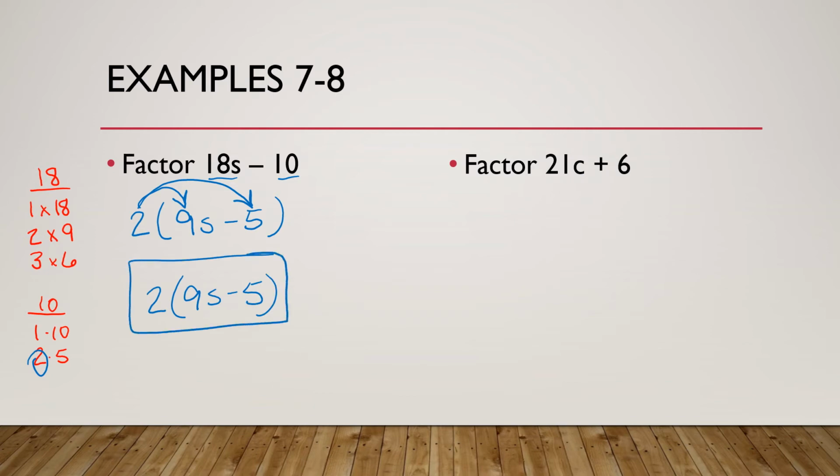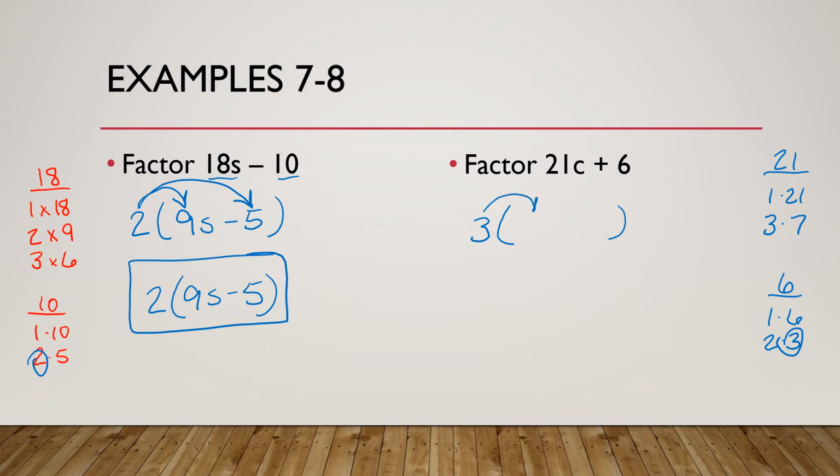Okay, in number 8, we're looking for the factors of 21. So that would be 1 times 21, 3 times 7, and I don't think there are any more for 21. So then your factors of 6 would be 1 times 6, 2 times 3. So it looks like the greatest one this time is 3. So we're going to factor out the 3.